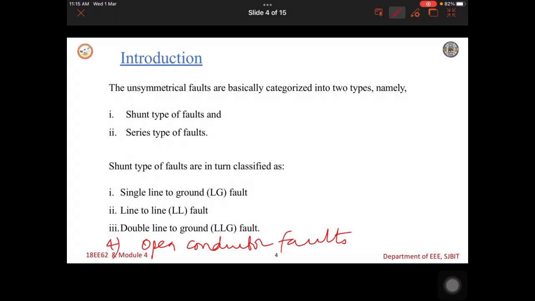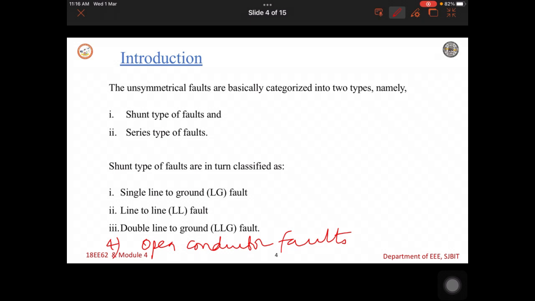Symmetrical fault is covered in module 2. In that, the fault current is the same in all three phases. In this chapter we will understand how to analyze the fault current and sequence networks for line to ground fault, line to line fault, double line to ground fault, and open conductor faults.